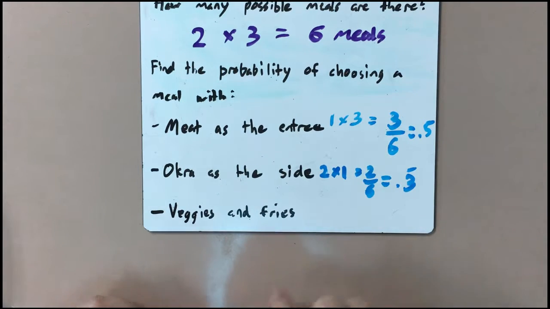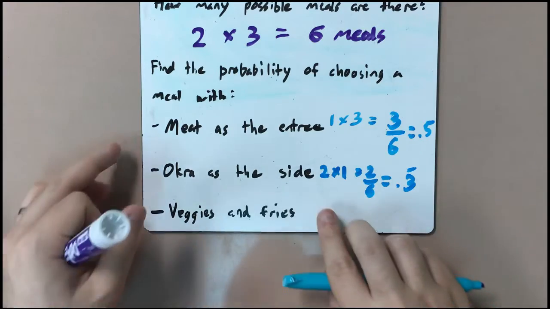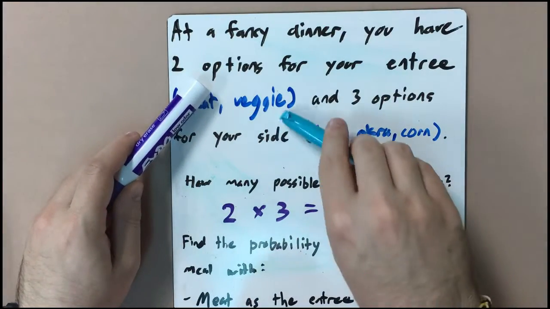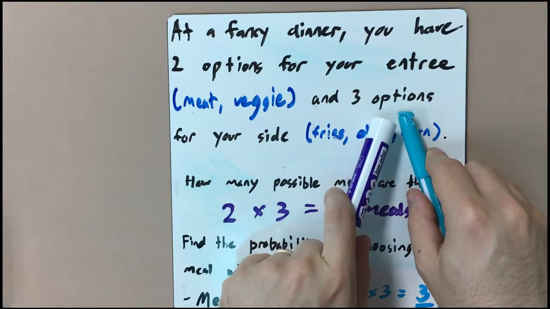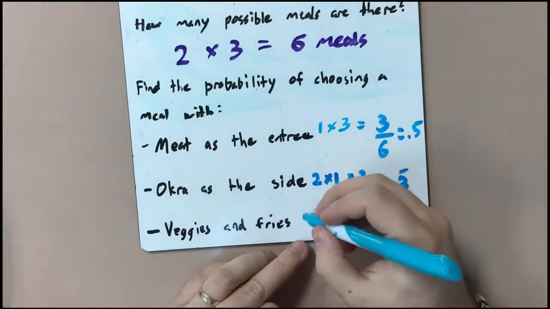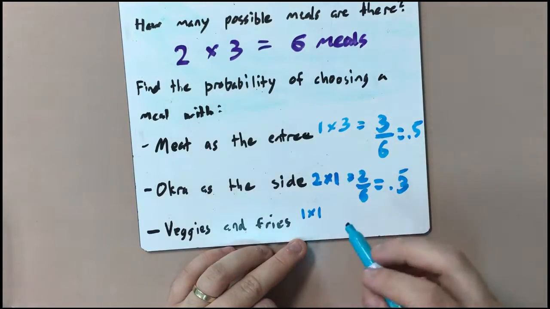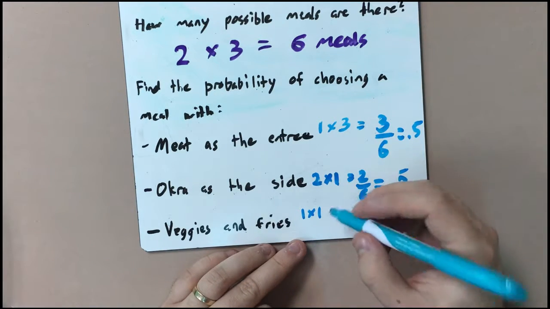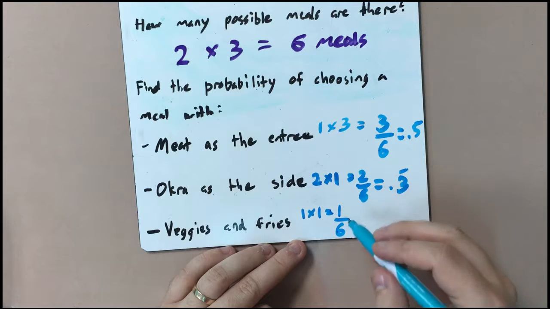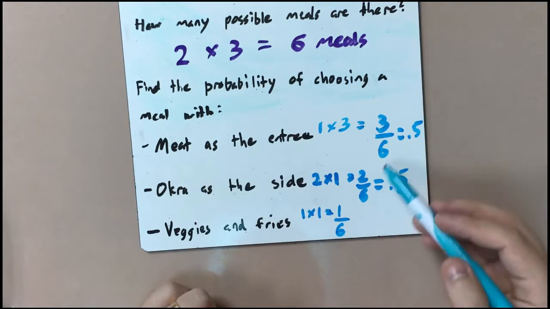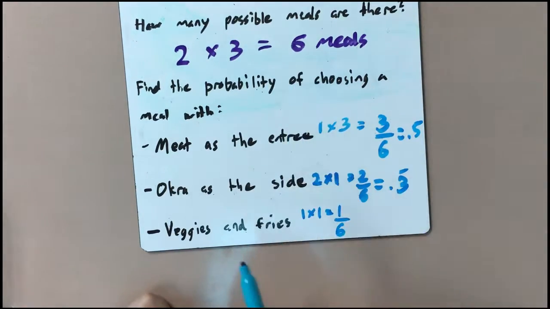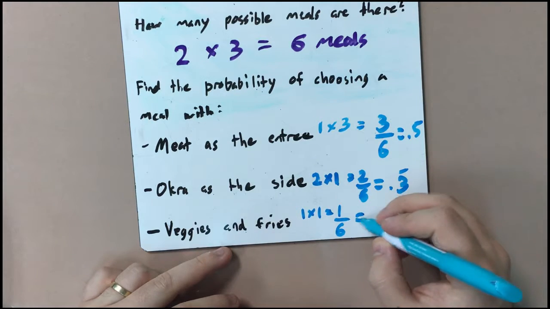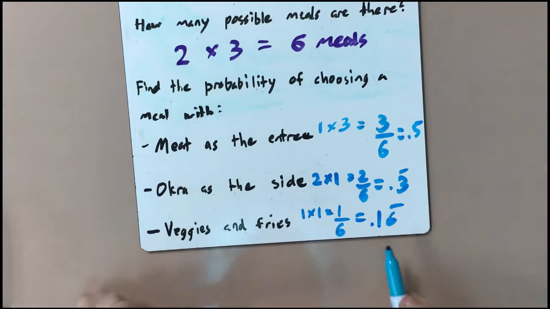And finally, veggies and fries. So we want a meal where our entree is the veggie option, so that's just 1 option for the entree, and then we're only interested in fries for the side. So that's just 1 option for the side as well. So, using the same idea, there's 1 choice for the entree and 1 choice for the side. That's 1 possibility out of 6 total. And again, the fact that 6 is the denominator in each of these fractions is just from the fact that there's 6 total possible meals to begin with. But anyway, 1/6 you might know as 0.1 and then 6 repeating after that 1.